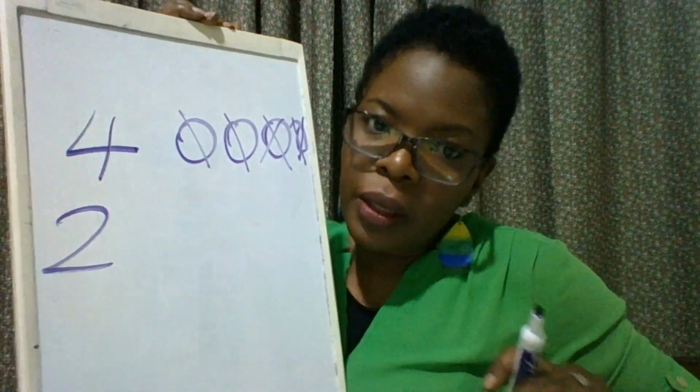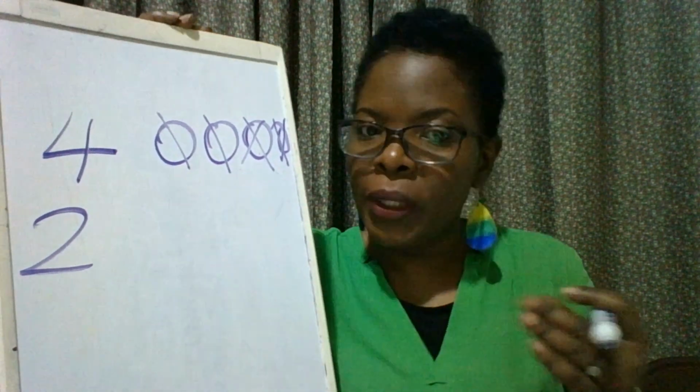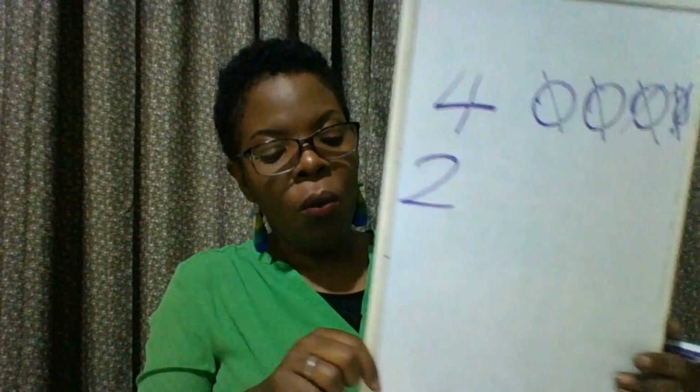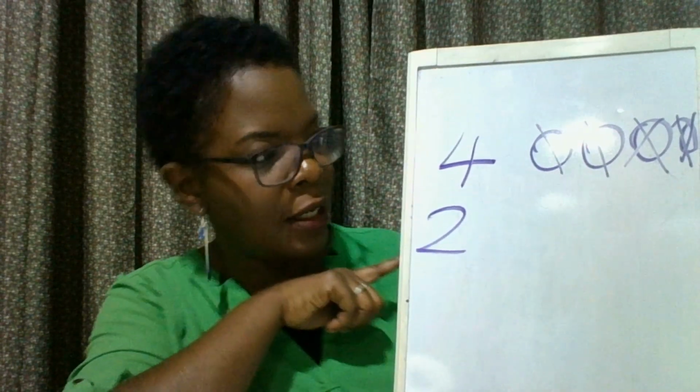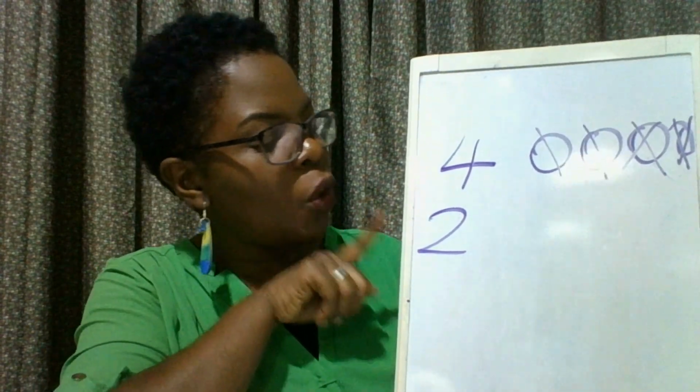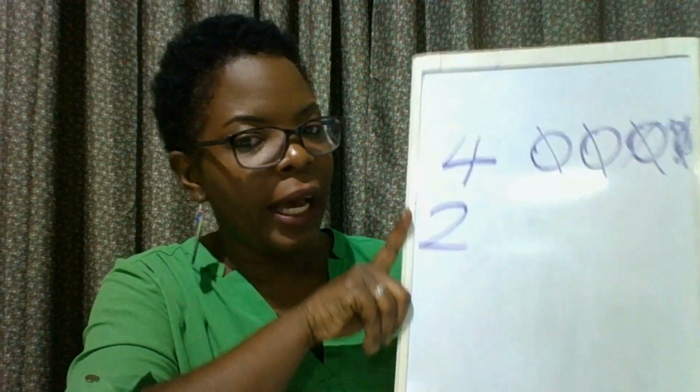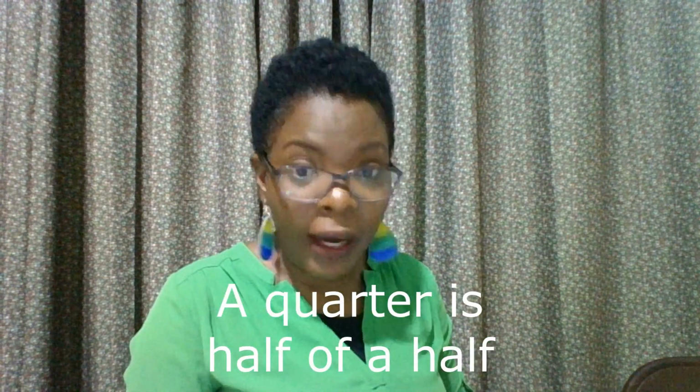For hereafter, we're going to do it as though you know. I hope that you know what half of a number is. So half of 4 is 2. And how do we find the quarter of a number? The quarter of any number is half of a half. How do we find the quarter of any number? Find half and then find half of the next half. A quarter is half of a half.